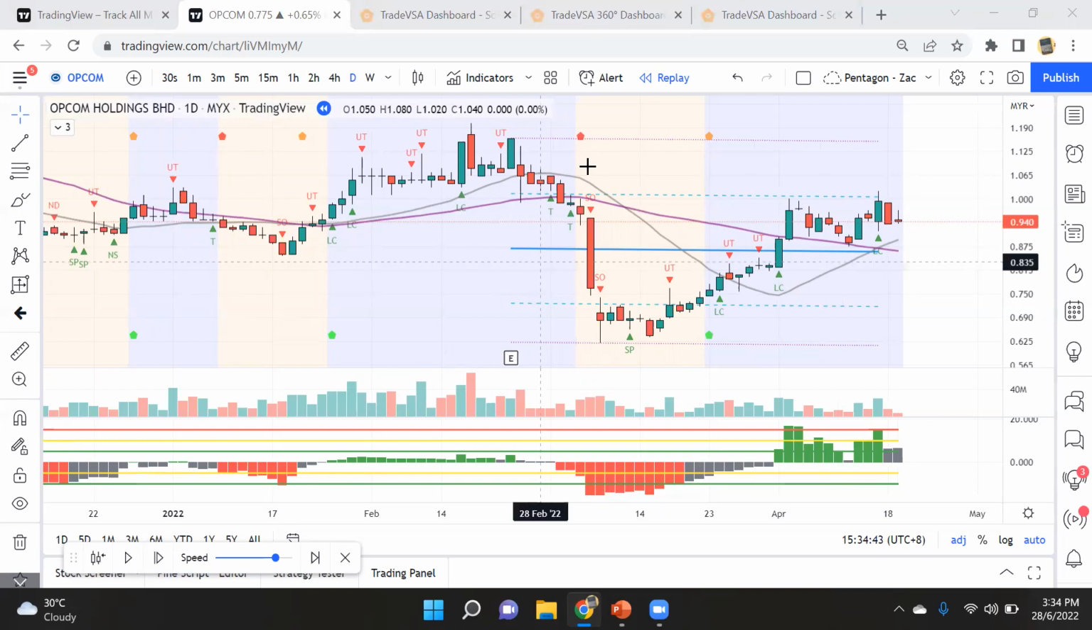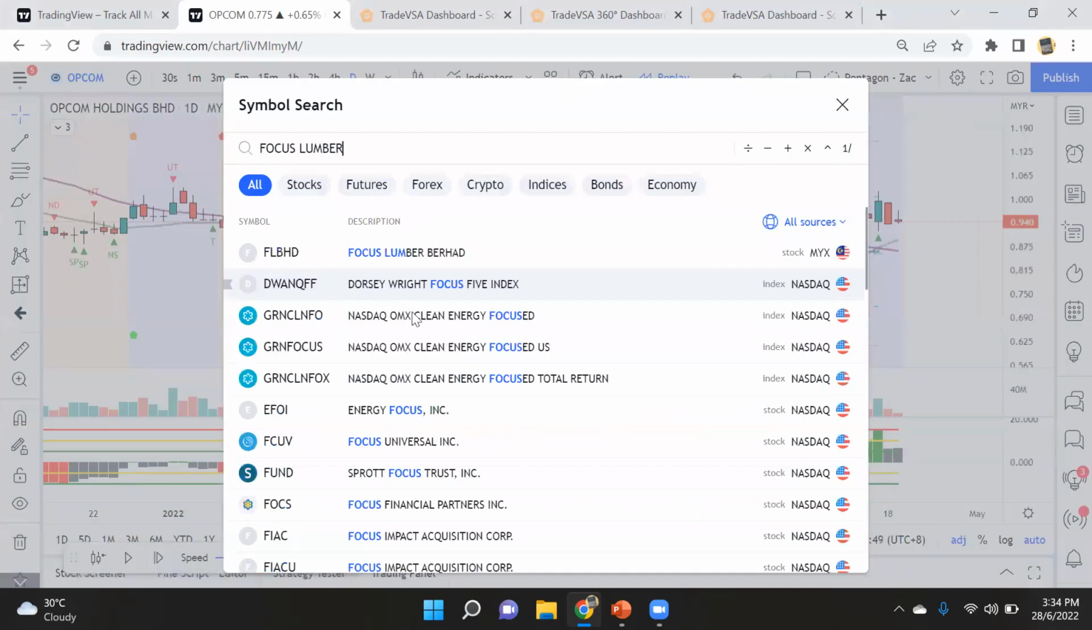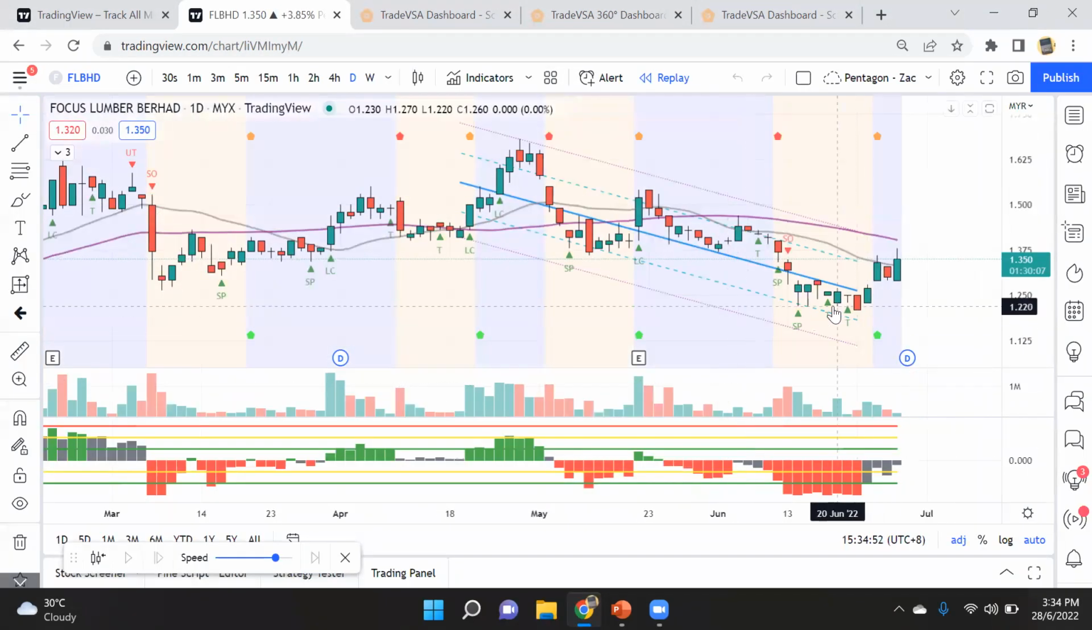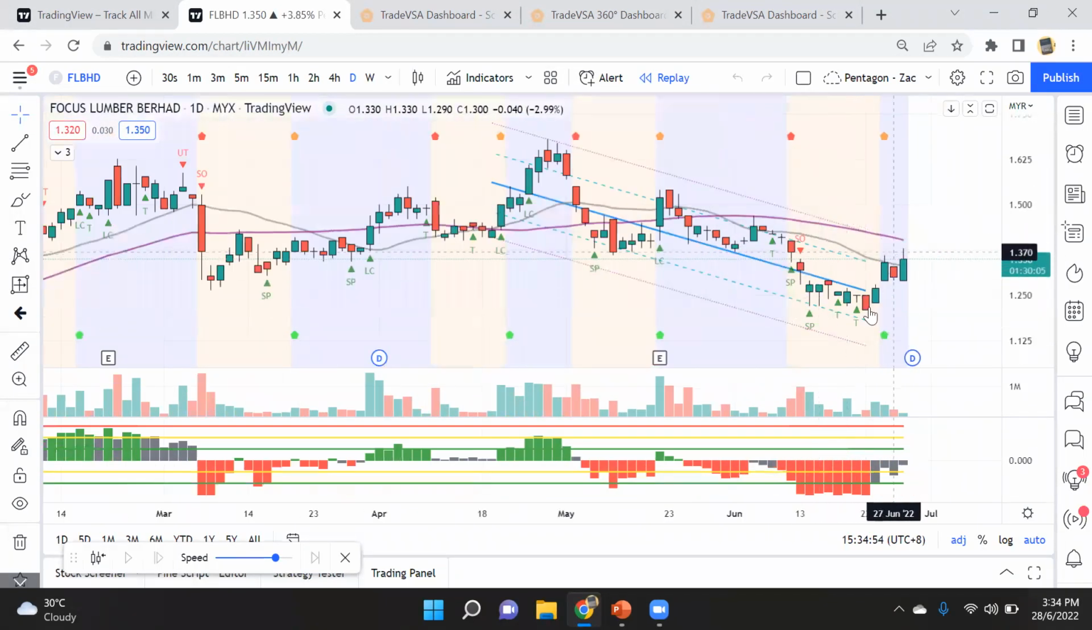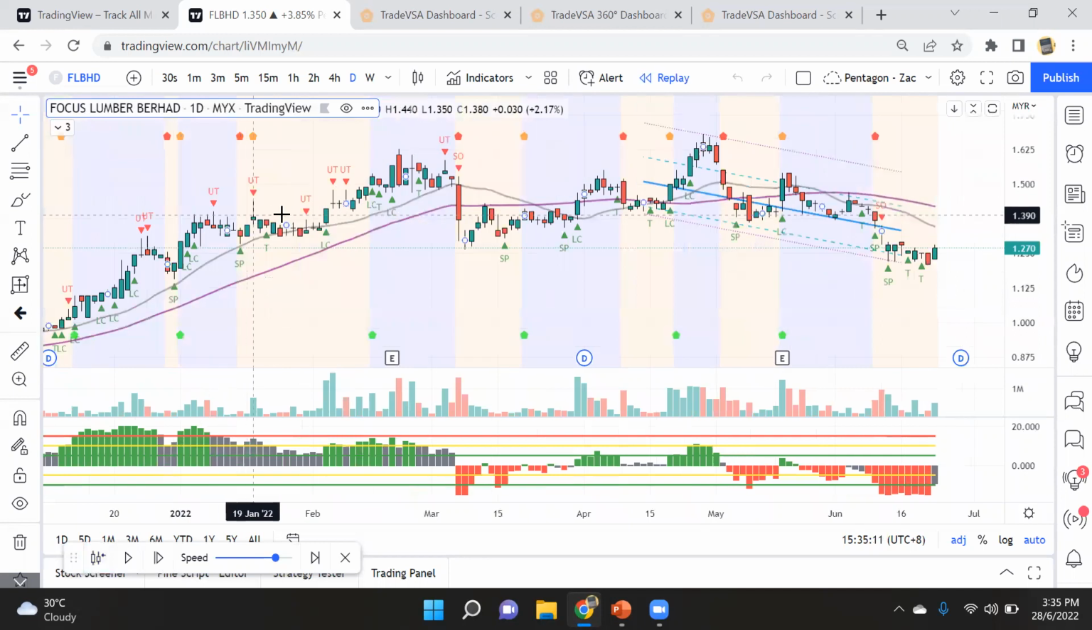Focus Lumber. Okay, let's try. Now I'm going to do the same thing: I use the replay button over here and pull back, because the green pentagon returned 2 days ago. But I think the trend still remains the same because it didn't make a big change.